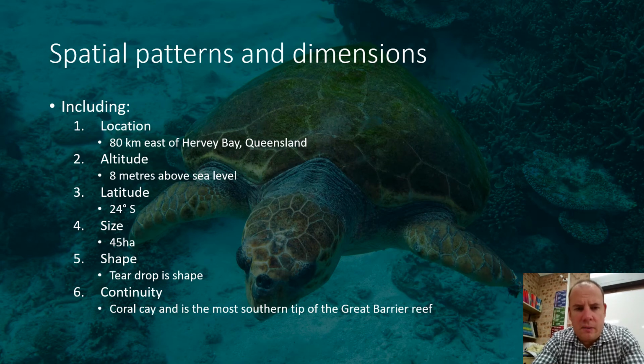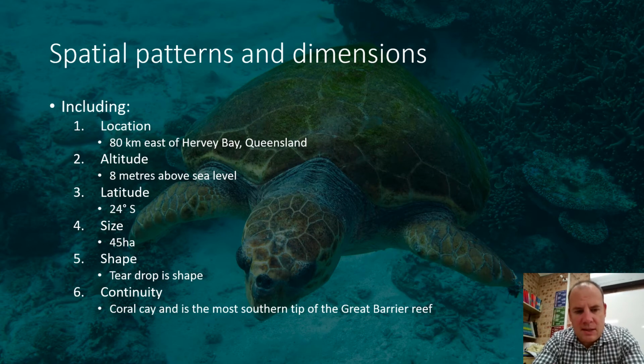So let's start off with the spatial patterns and dimensions. It's located 80 kilometres east of Hervey Bay in Queensland. The altitude obviously goes from sea level, because it's an island, to about 8 metres above sea level. It's very small. The latitude is 24 degrees south of the equator. It's just in the tropics, and the size is 45 hectares.